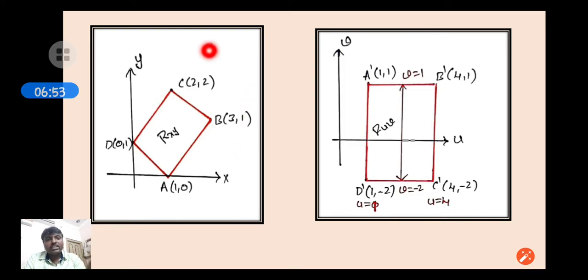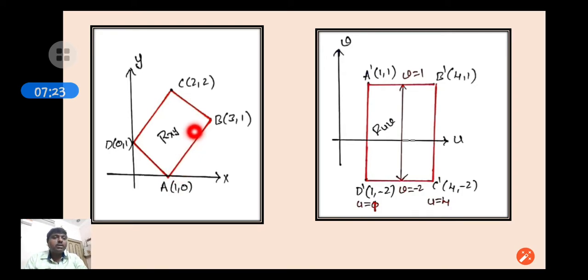So this is our XY plane. You identify the 4 points, A 1 0, B 3 1, C 2 2 and D 0 comma 1. Corresponding points I am also representing here: A dash 1 1, B dash 4 comma 1, C dash 4 comma minus 2, D dash 1 comma minus 2. So this is our region R x comma y formed by the parallelogram given by 4 different points.